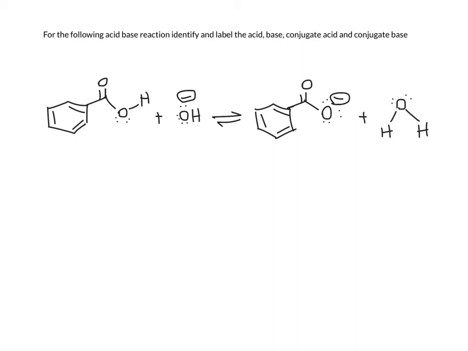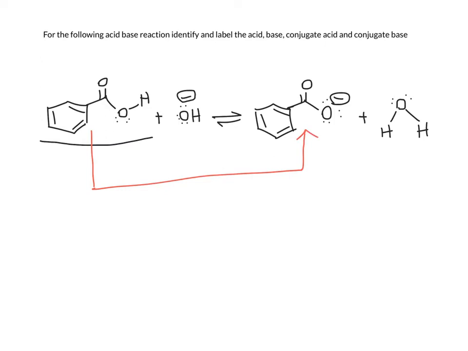Identify the acid, base, conjugate acid, and conjugate base in the following reaction. Here we have this compound, which is benzoic acid, and as you can see, benzoic acid becomes this compound. It's losing a proton and becomes benzoate.